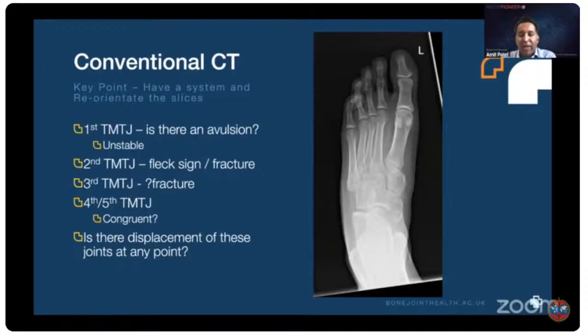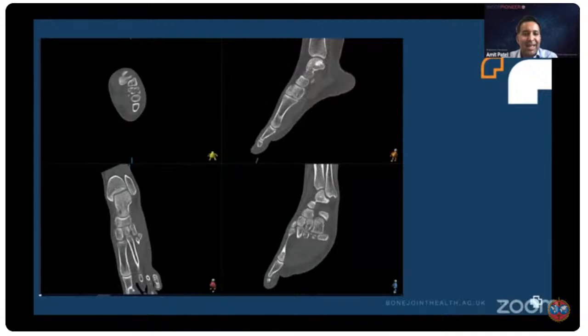In this X-ray on the right, there looks to be a bit of opening in that medial space, but I think a CT is needed. And when you look at the CT, you can reorientate everything appropriately. You can go through each of those joints and see. And we can see in the top right image, there's a slight fleck at the base indicating some instability of that first TMTJ.